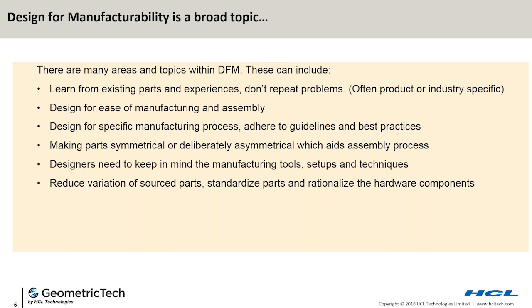In terms of design for manufacturability, as all of you might be aware, it's a broad topic. And as an organization, there are some things to keep in mind that will help you do it in a better way. First of all, design engineers need to learn from their existing practices as well as past experience, and ensure that they don't repeat the same problems over and over again, so that the efficiency and productivity of not only the design engineers but the downstream teams can be maintained.